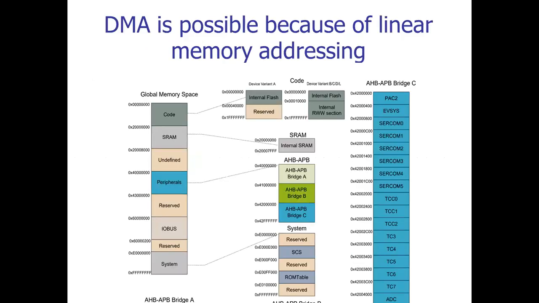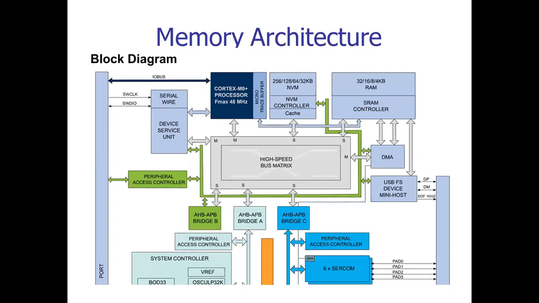DMA is possible because of linear memory addressing, where the memory address space is there, SRAM is there. In the memory architecture as shown in the figure, there is the high-speed bus matrix, DMA, USB FS device, mini host, and peripherals.